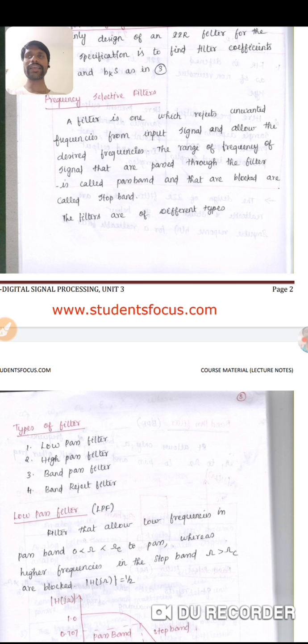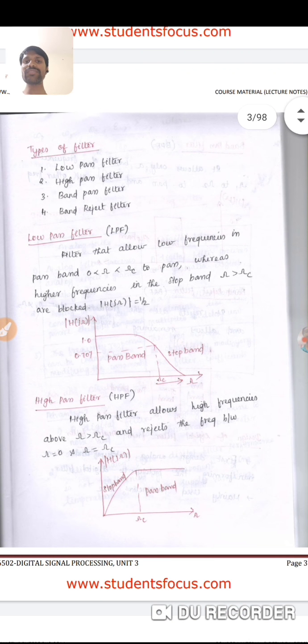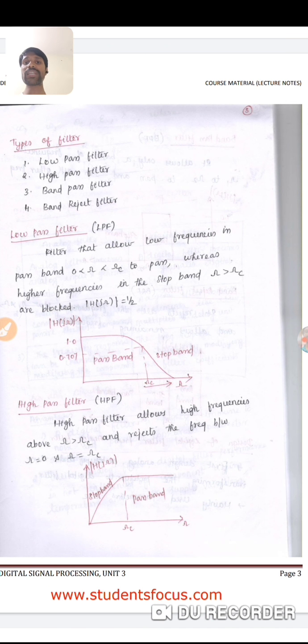So those are called frequency selective filters, and we use these filters in different applications, like in communications for selecting the required frequencies. Let us take an FM radio. In that we tune to one particular frequency. That means we are selecting some particular frequencies. There we will use some band pass filter. The filters are of different types. As we know, there are low pass filter, high pass filter, band pass filter, and band reject filter.